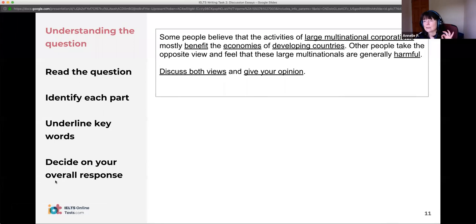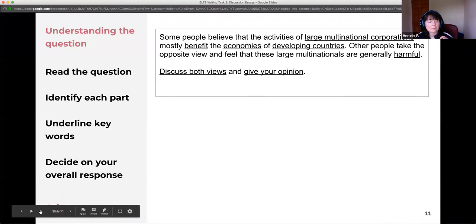And next thing you do, what is the next thing that you do before you start writing? You need to make a plan. Always make a plan. Doesn't take long, but it makes a big difference to your answer. You can also give your opinion at the end of the introduction, just very briefly, and then you can expand on it in the conclusion. The key words are the things that you are going to need to talk about in the essay. So all of those things that we've underlined, they need to be mentioned in our essay.